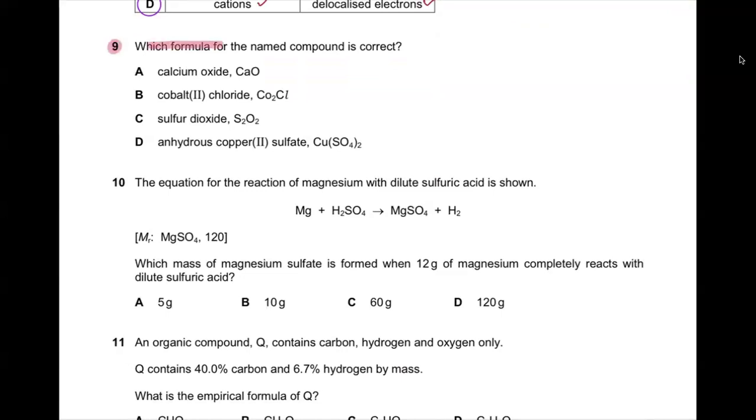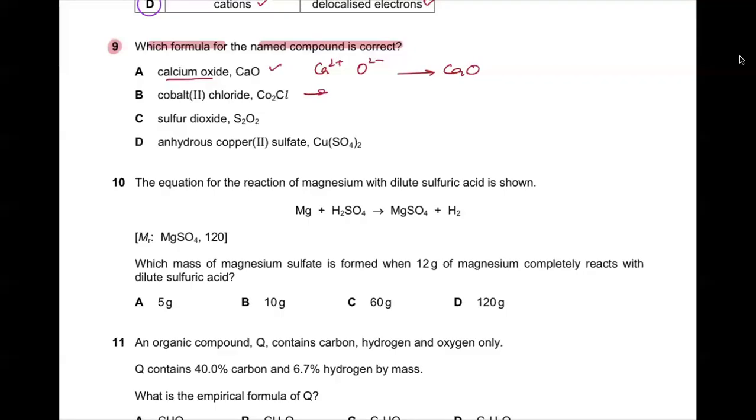MCQ number 9, which formula for the named compound is correct? Okay. So calcium oxide, calcium has a 2 positive charge and oxide has a 2 negative charge. So yeah, it is going to be CaO. It seems correct. Cobalt 2 chloride.